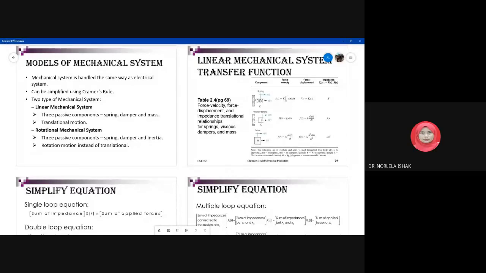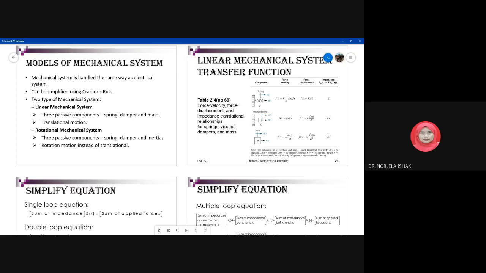Okay, so we have two types: mechanical system, linear mechanical, and rotational mechanical system. On the linear mechanical system, we have three passive components: spring, damper, and mass.